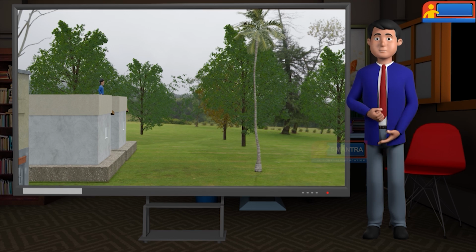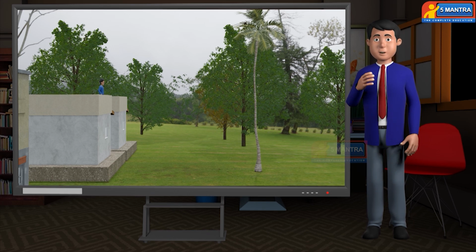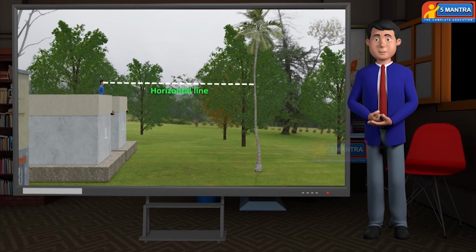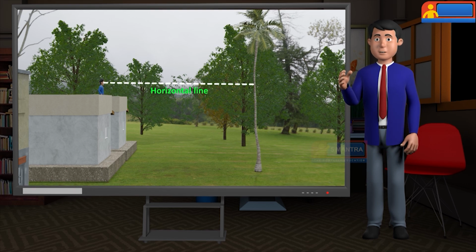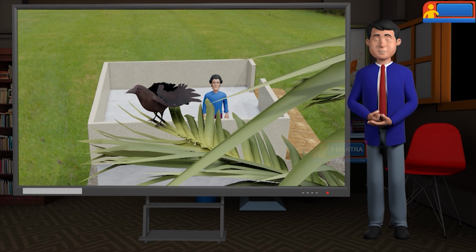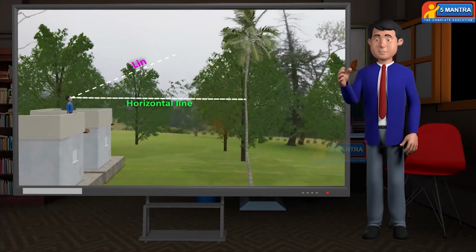The observer is on the roof of the building and a crow is on a tree. The horizontal line is formed parallel to the earth's surface and it is drawn from the observer point. Now the observer raises the head to look at the crow, which leads to the formation of the line of sight.